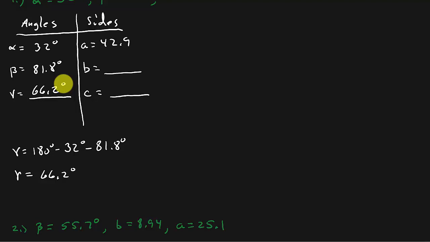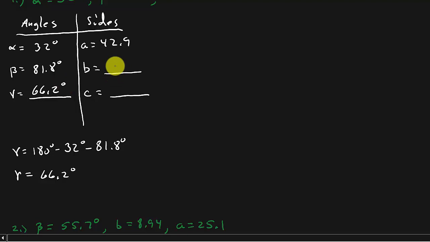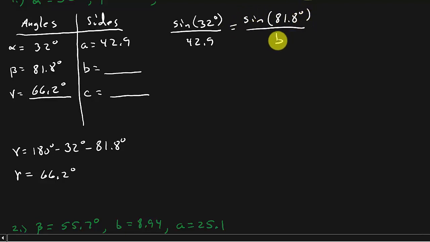All right. So we got that taken care of. Do you have to solve for gamma first? No, I just did. Okay. Now let's solve for side B. All right. So that's going to be what? Sine alpha over A equals sine beta over B. Okay, and now we solve for B.